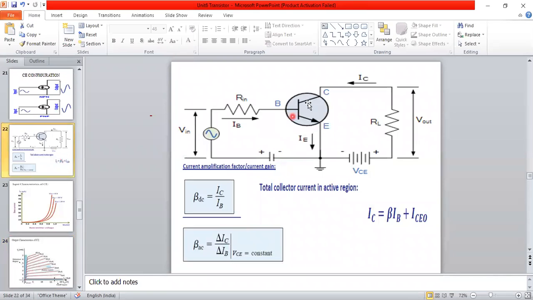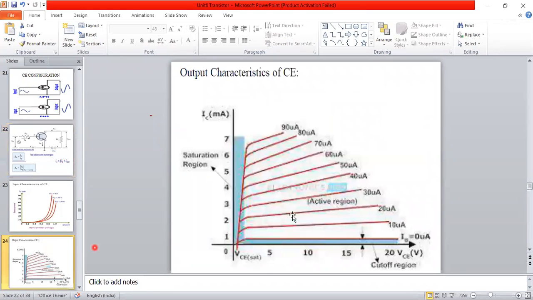There is no current flow here now. Only small leakage current is there. So the output current will be almost 0. We can call that one, IC will become 0 only. It will not move over here because it is reverse biased. Collector is reverse biased. So current will not move over here. Only small current, almost 0, is there. That is called cutoff region.